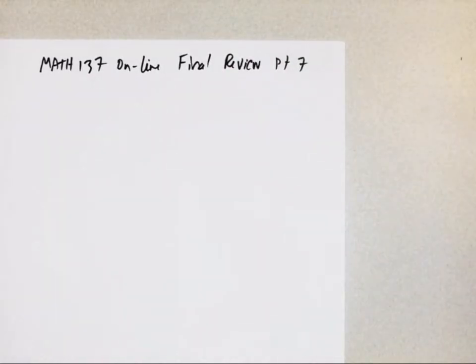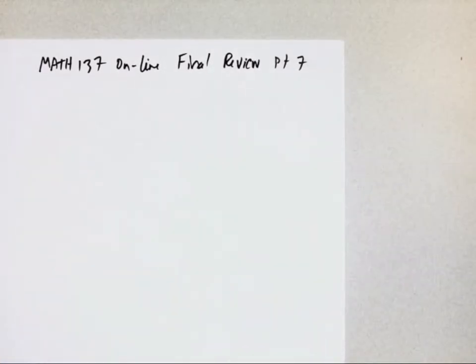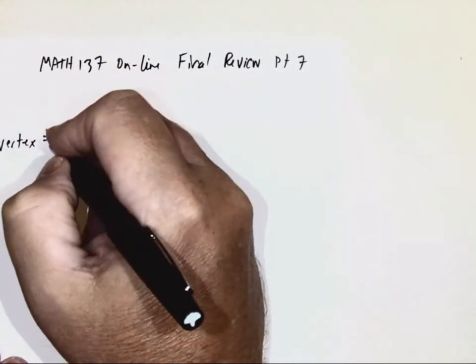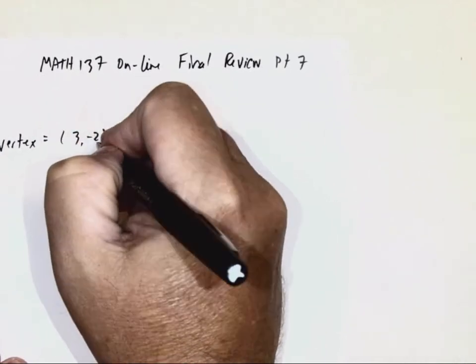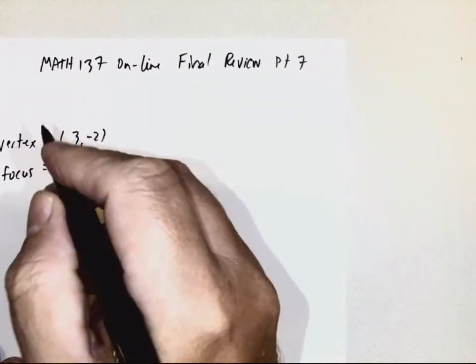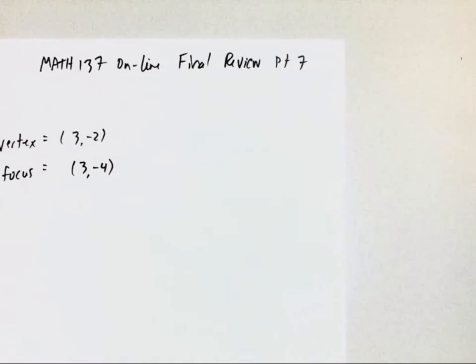Let's see what's next. Number 36. This one's find the equation of the parabola described below. Find the 2 points that define the latus rectum and graph the equation. All right, so what do they tell us? They tell us the vertex, (3, -2), and the focus is (3, -4).